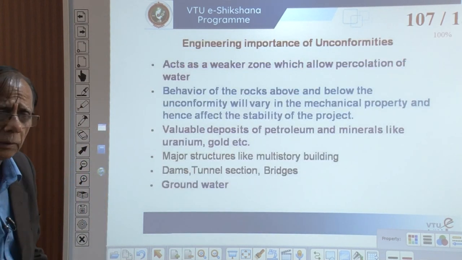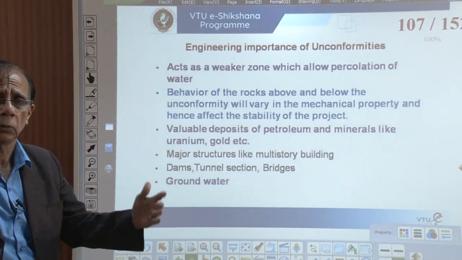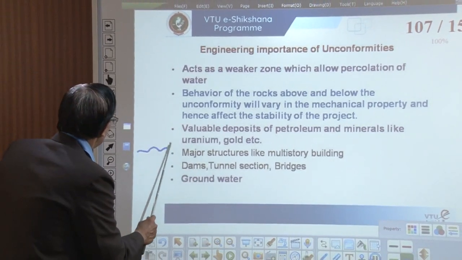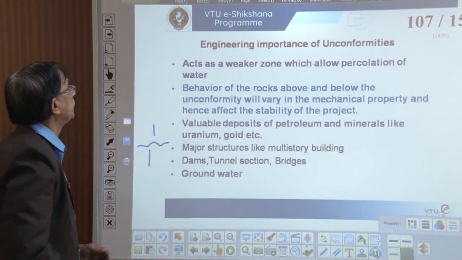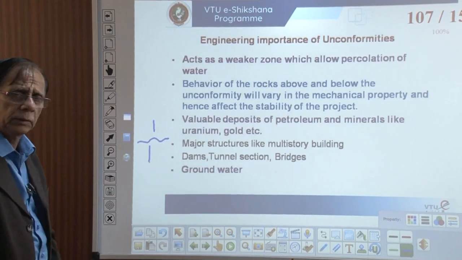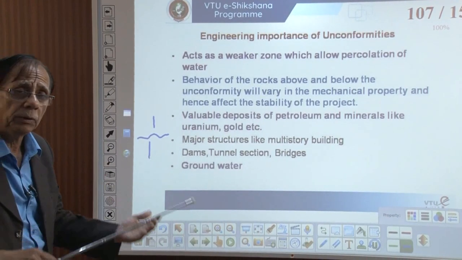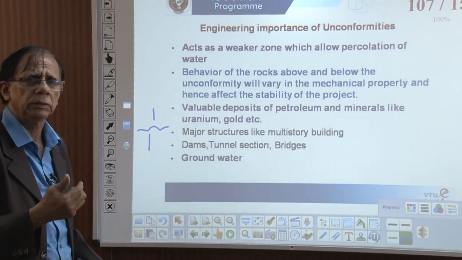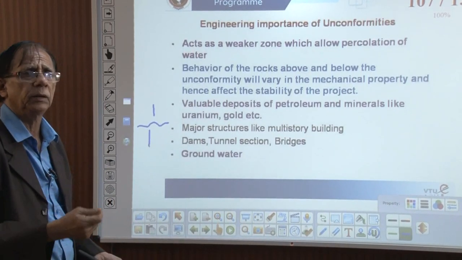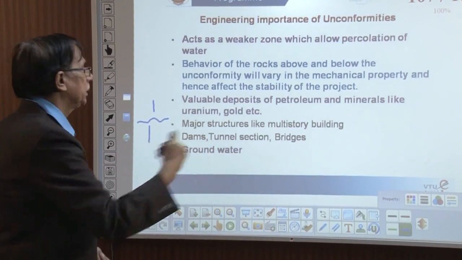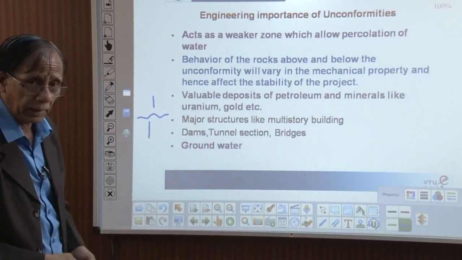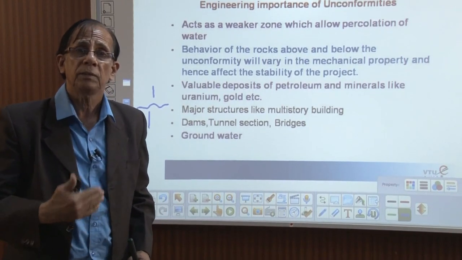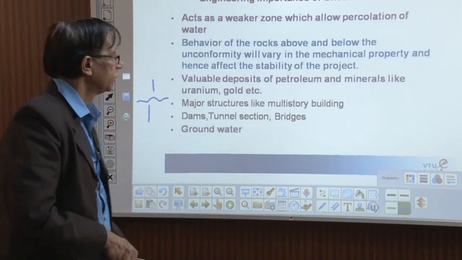If unconformity is present, we will be able to understand it shortly. Rocks below and above are of a different type, and they may have a different orientation, they may have a different nature. All these are possible indications of unconformity. We will try to understand them a little later. But at this stage, when I say unconformity, what is its importance for an engineer?